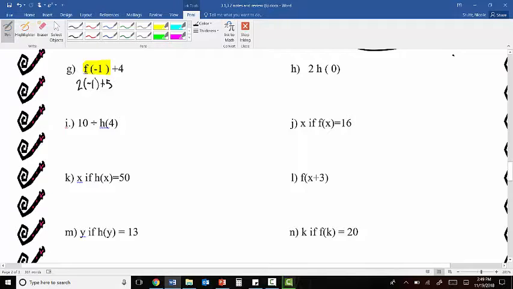So really quick, if I just do -2 plus 5, I get 3. And then they want us to add 4 to that answer. So the answer is going to be 7.